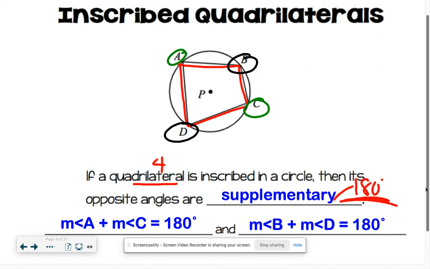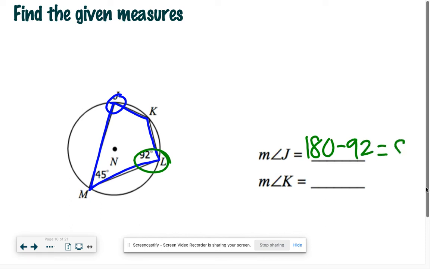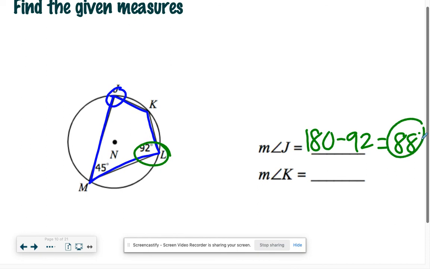So let's try a few examples of these. Find the given measures. We are looking for the measure of angle J and K. Let's just start with J. Can we agree, folks, that we have a quadrilateral here inscribed in our circle? So now we know that opposite angles are supplementary. J is opposite angle L, so now it's a really easy problem. 180 minus 92 gives us 88. Wow, 88.